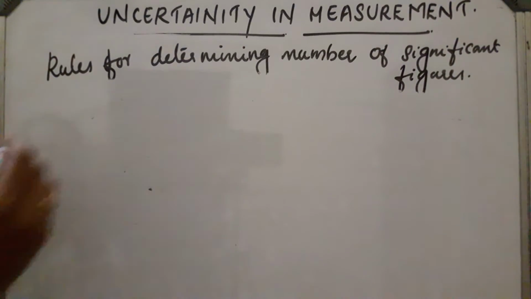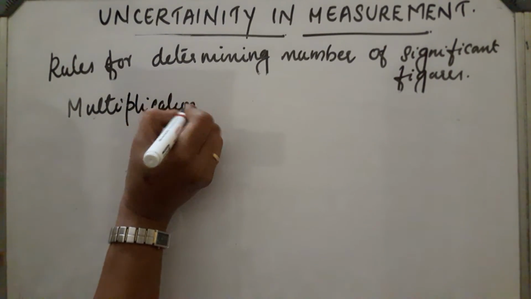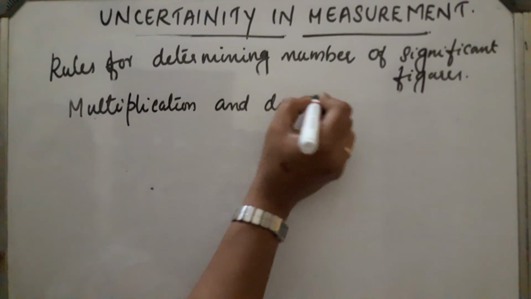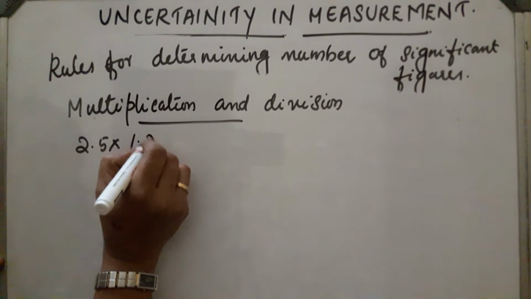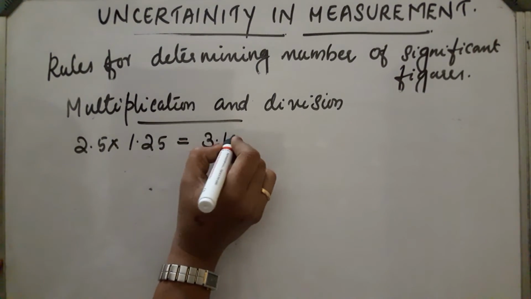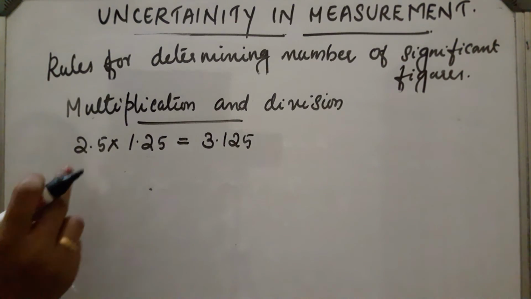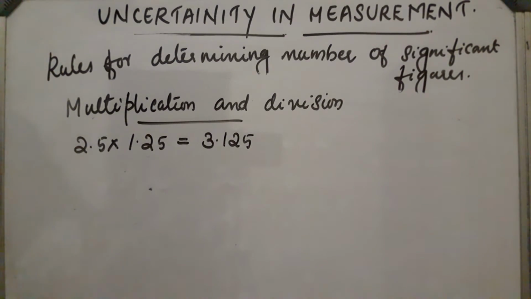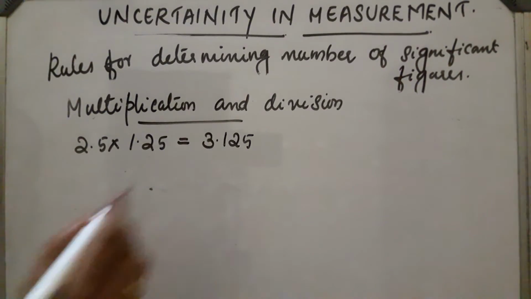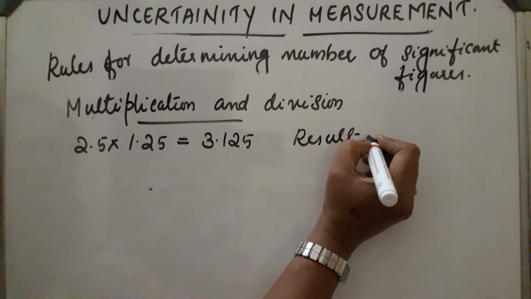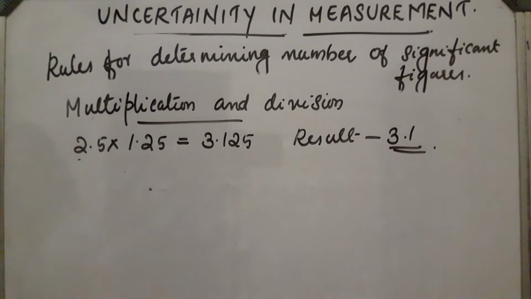Okay. Next, multiplication and division of significant figures. Take one example, 2.5 into 1.25. Answer is 3.125. In this case, the result is reported with the one which has the fewest significant figures. Here it is 3 and here it is 2. So the result will have 2 significant figures. So the answer is 3.1. Okay, so we have to report with the fewest significant figures.